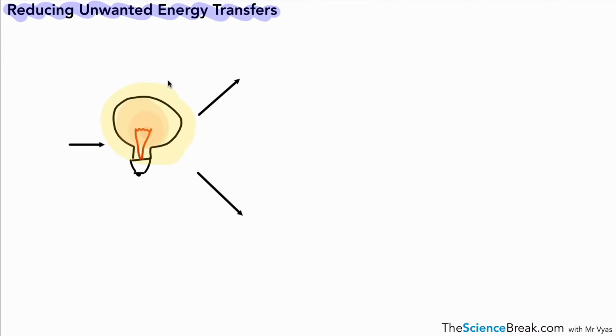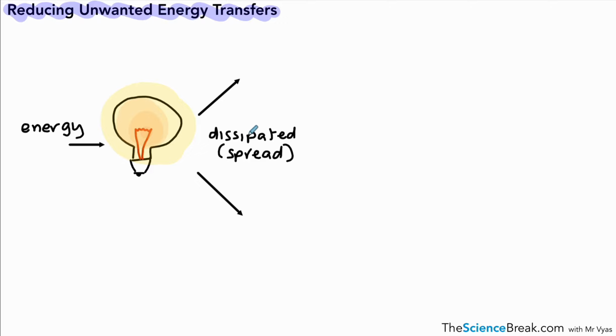Hello, today we're looking at ways of reducing unwanted energy transfers in systems or appliances around the home. The first thing to think about is a recap on the previous video. Here we've got a filament lamp that provides light, and we transfer energy into the filament lamp. What we say is that the energy transferred to the lamp is dissipated. In other words, it means spread out.